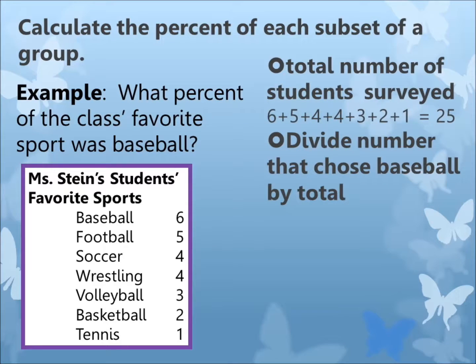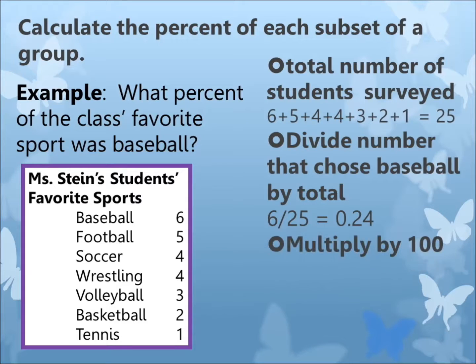Then you're going to divide the number that chose baseball by the total. So 6 chose baseball, so 6 divided by 25, and that decimal is 0.24. Then you're going to multiply by 100, so we can get a percent. So we have 0.24 times 100, and that's 24. So our answer is 24%.